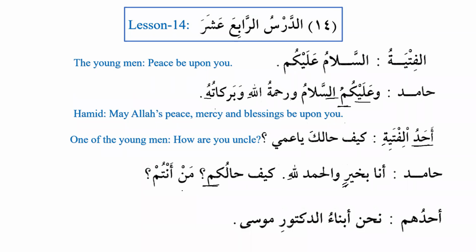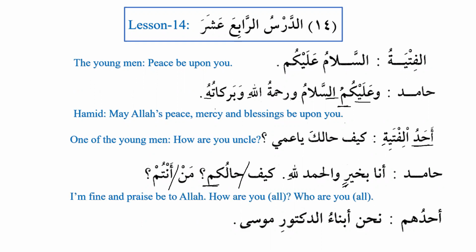And man antum, who are you? So kaifa halukum is a complete sentence, how are you all? And man antum, who are you? So here antum, we can see that it's a detached pronoun, but kum is an attached pronoun. Kaifa halukum, how are you?